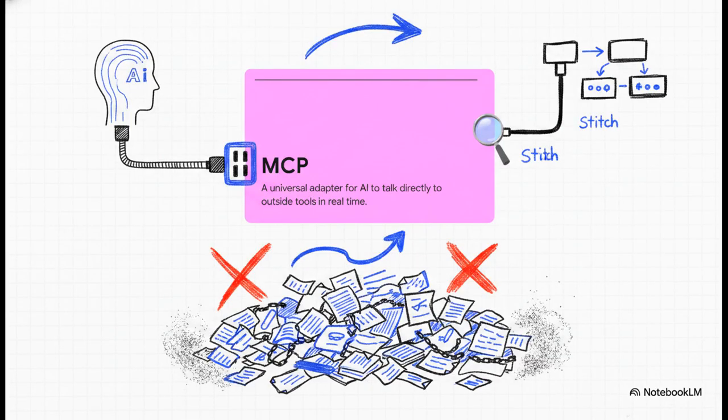MCP stands for Model Context Protocol. The easiest way to think about it, it's basically a universal USB-C adapter for AI. It lets an AI assistant, like Claude, talk directly to an outside tool, like Stitch, in real time. Without MCP, you're stuck manually exporting HTML, copying and pasting design tokens, just constantly shuffling context windows. And every manual handoff, you lose critical detail. MCP just completely eliminates that friction.